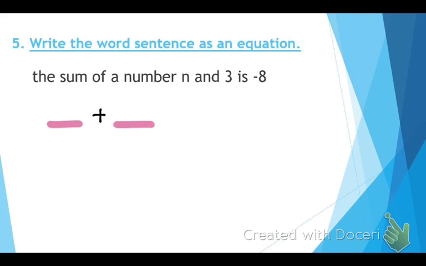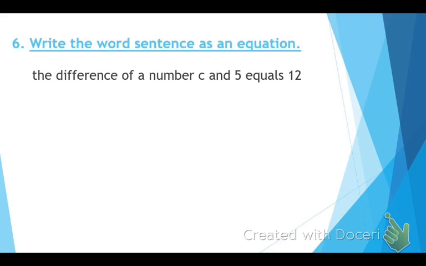Now I'm just going to work from left to right. It says the sum of a number n. Because it comes first, I'm going to go ahead and put n right here. Then it says and 3. So 3 is going to be the next one. We know that is means equals, and then this last thing says equals negative 8. So n plus 3 equals negative 8.